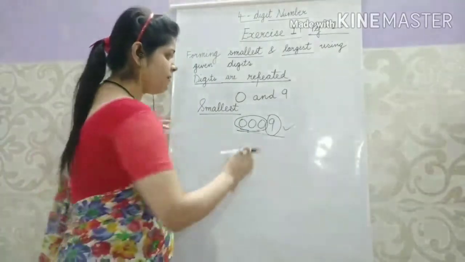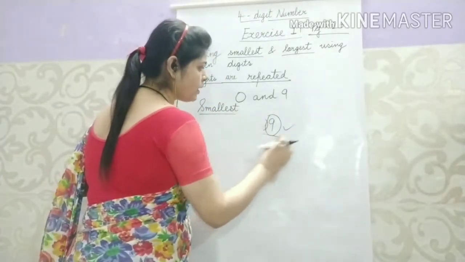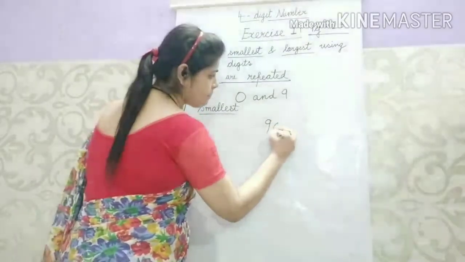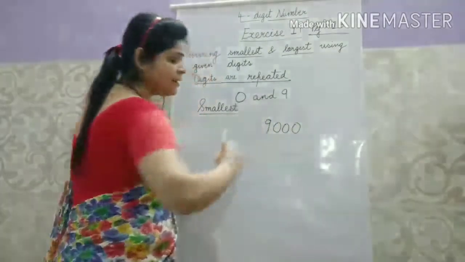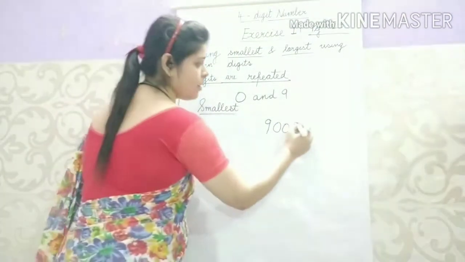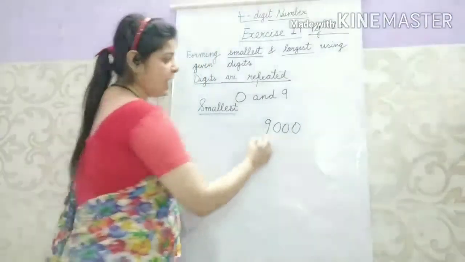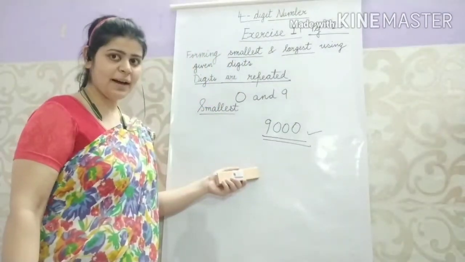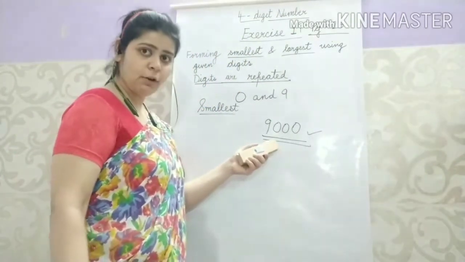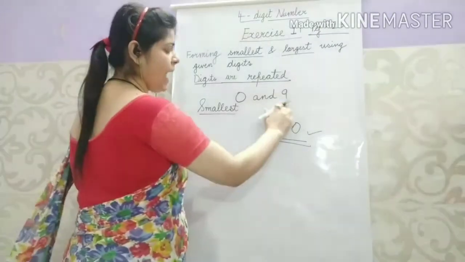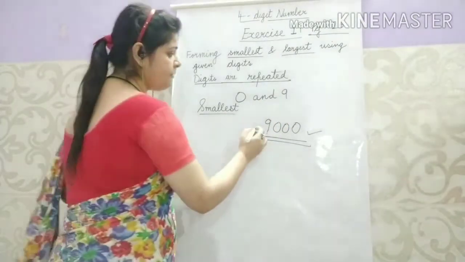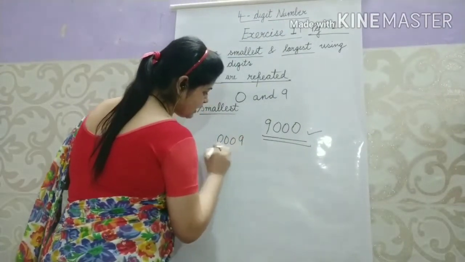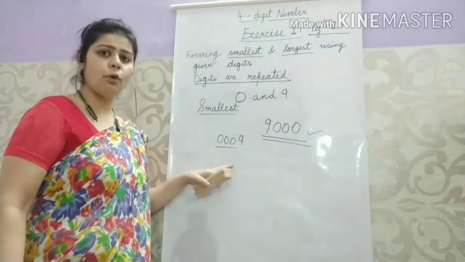Okay? But if we are rubbing the 0, and if we are putting the 0 at the back, what are we getting? We are getting 9,000. We have made a 4-digit number, right? We have made a 4-digit number with the help of 0 and 9. Okay? If you are writing 0 in the front like this, it is of no use.